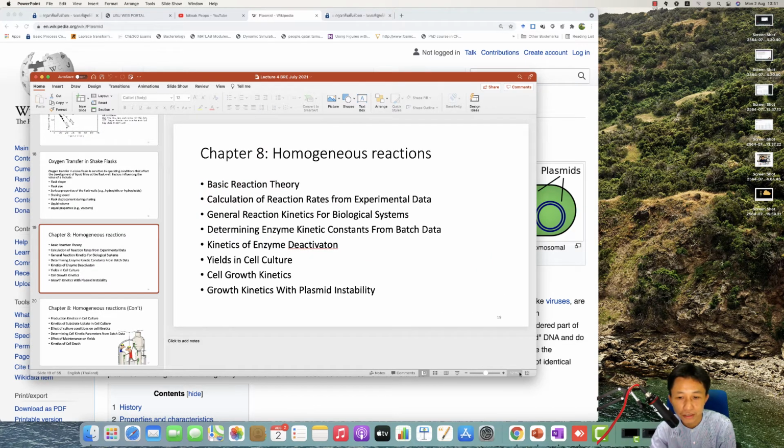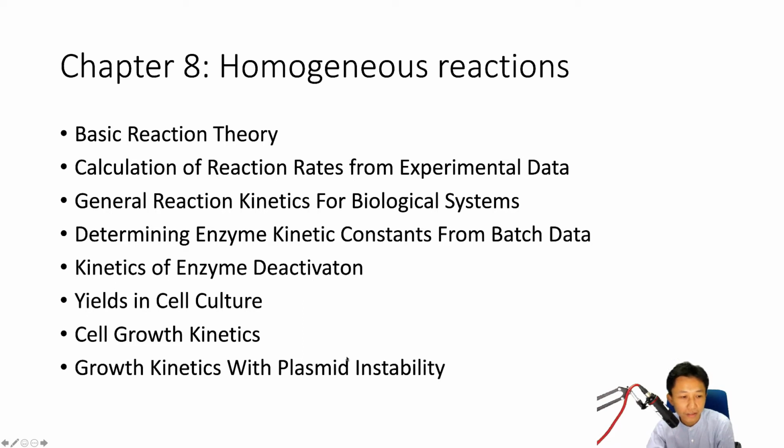For this chapter, we continue on the basic theory of reaction, and then we calculate the reaction rate from the experimental data. Sometimes in the application we use experimental data, reaction kinetics for biological systems, and then we determine enzyme kinetics using batch data. For example, deactivation yield in cell culture, cell growth kinetics, and plasmid.